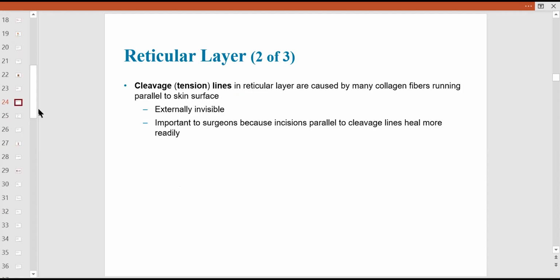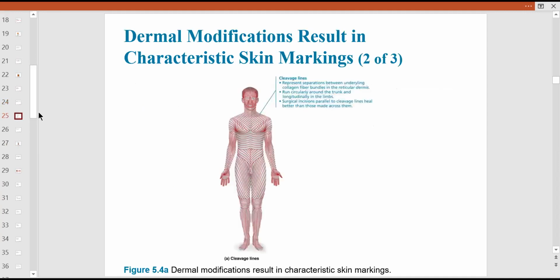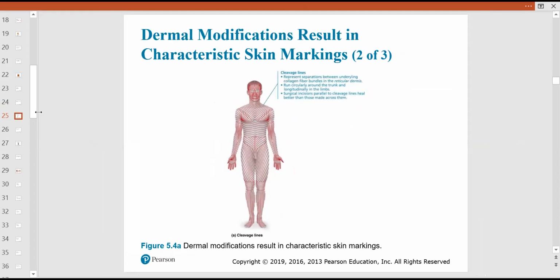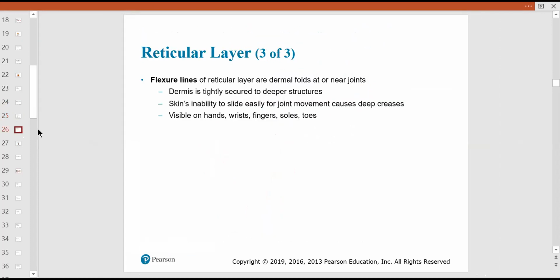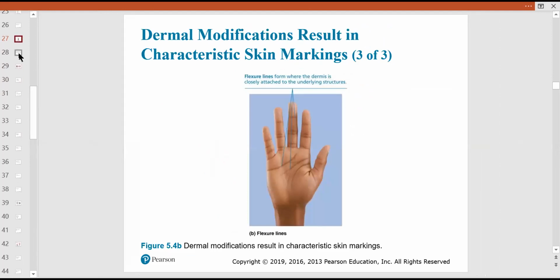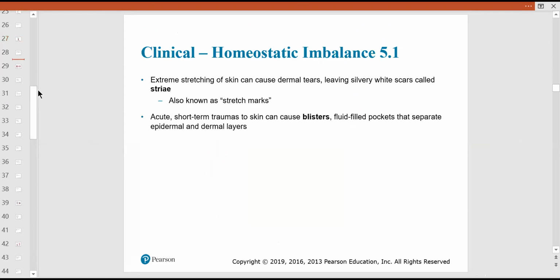So tension lines in the reticular layer. And I have another narration of this too for lecture, so we can get through this kind of quick. Again, I'm not going to ask you about the dermal markings and flexure lines. Not so much. There's a lot in here. This is like basically your lecture, so we can go through this kind of quick.